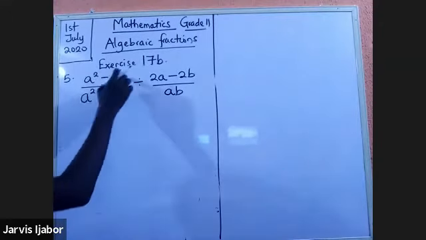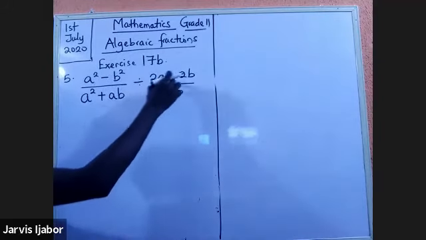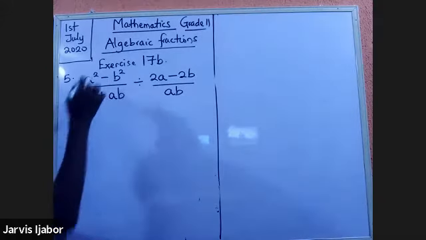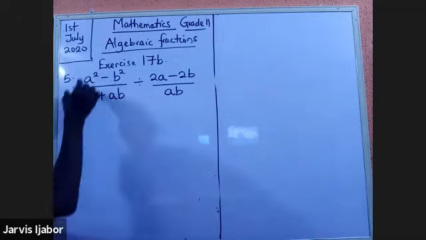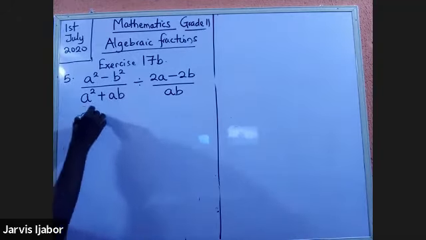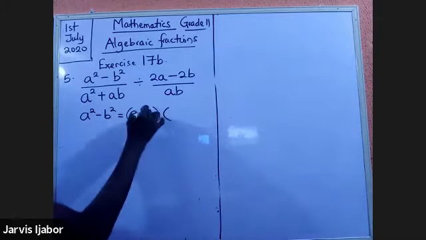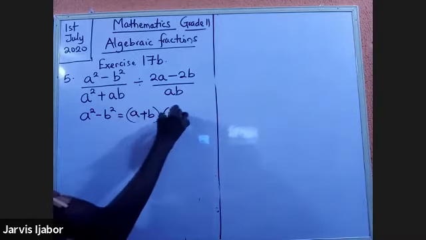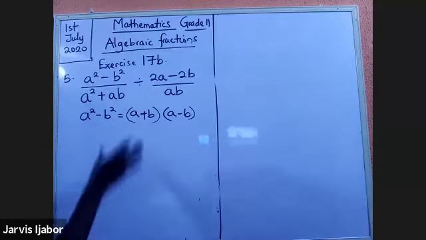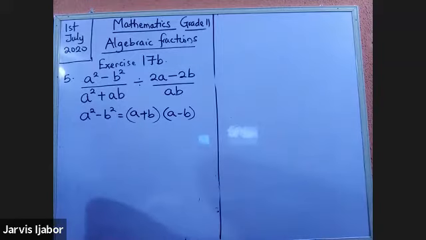a squared minus b squared over a squared plus ab, divided by 2a minus 2b over ab. So your first thing is to take care of this. This is the difference of two squares. So let me take that out first of all. a squared minus b squared is actually equal to a plus b into a minus b. This is a concept of difference of two squares. That's for this one. Having known this, this I think is the only real new thing you might encounter.